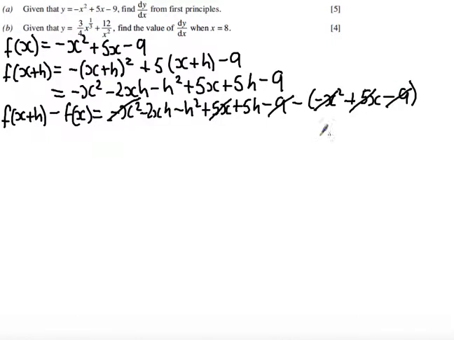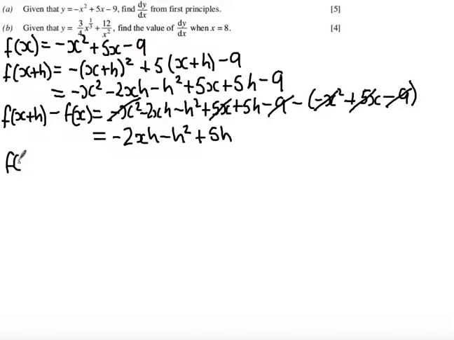And an easy way to do this step is just focus on the terms you are subtracting. There will be one term that pairs up with it, and then every term that is left should contain an h. So for example, we get minus 2xh minus h squared plus 5h.